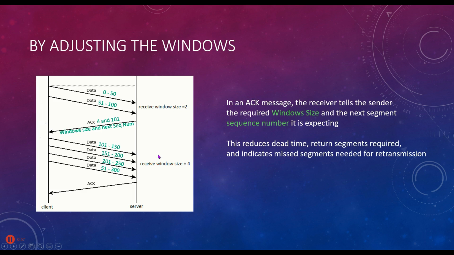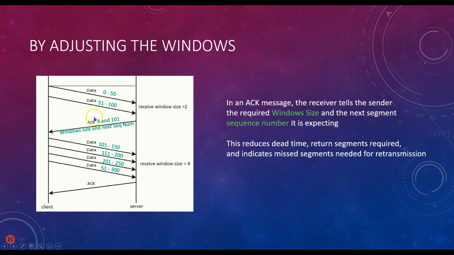So here's kind of how it works. In this case, we started with a window size of 2, and the sender sent segments 1 through 50 over here, and then 50 through 100. So if each window was 50 segments wide, then we got 100 segments here. And now we have this kind of dead space going on through here, and so the receiver is going to change the window size to 4.